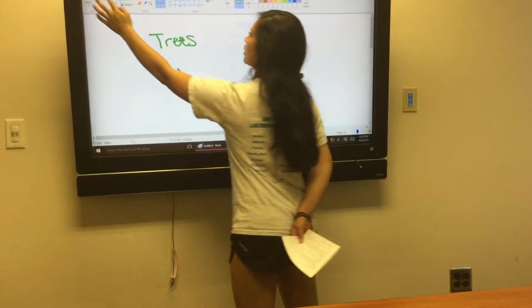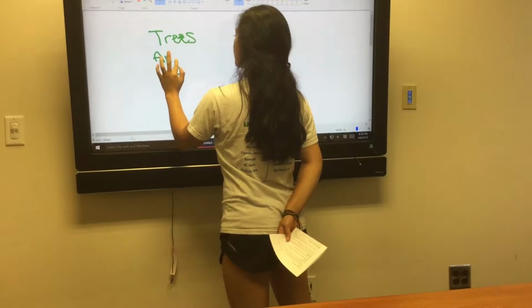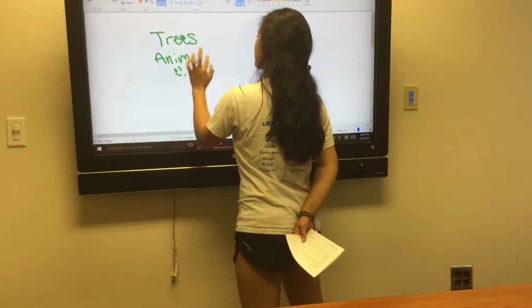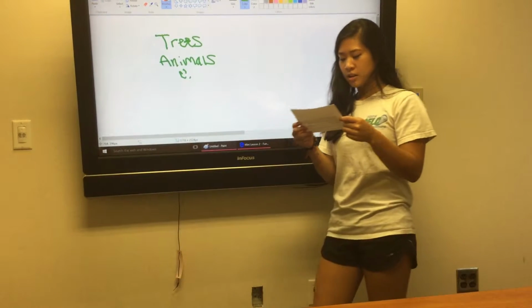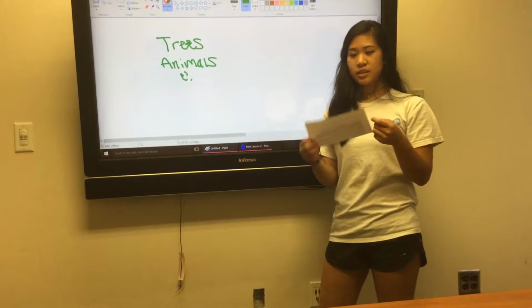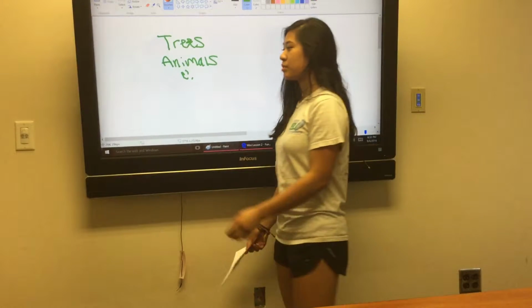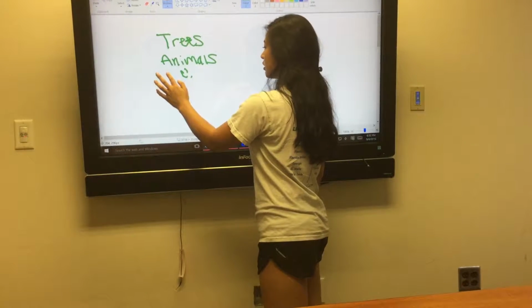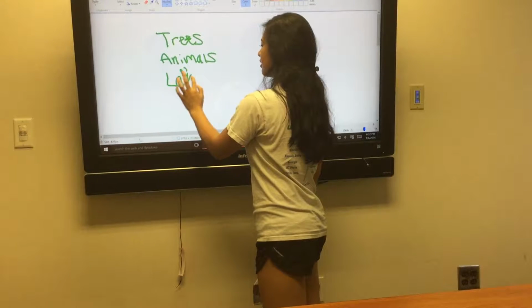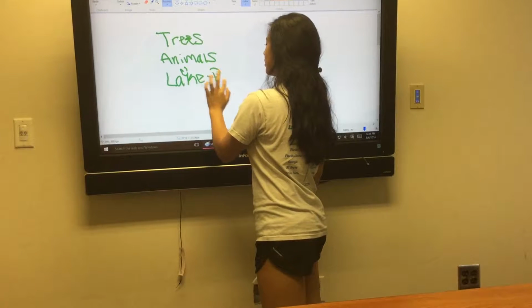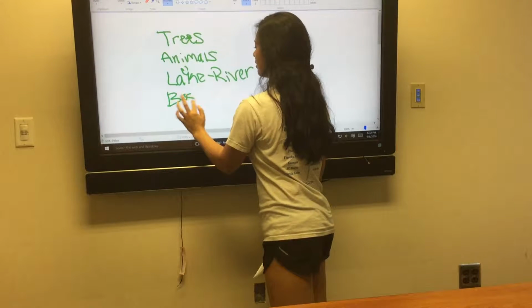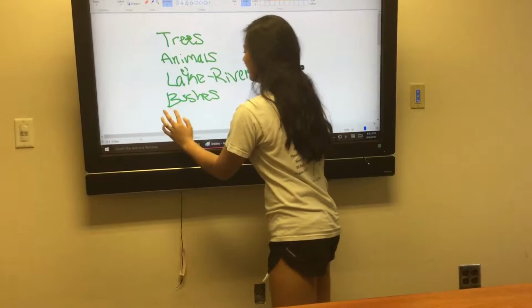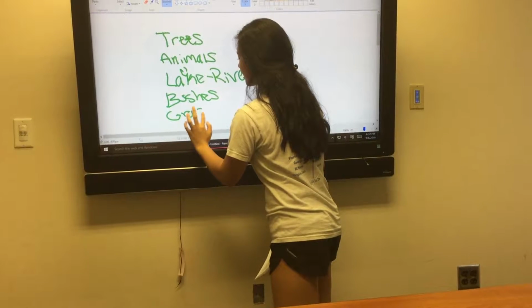Animals. And there's other things such as a lake. Water. Lake or a river. Bushes. Bushes, nice. Grass. Grass. Okay, so you guys get the general idea.